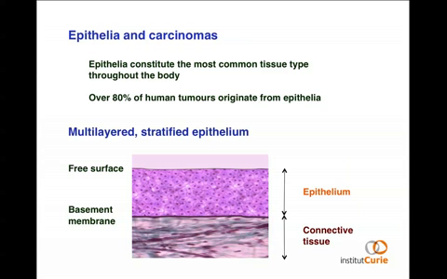Cells in healthy epithelia divide at the basement membrane, in part because they get the nutrients and growth factors they need from the connective tissue by diffusion processes. This creates a flow of cells from the basement membrane to the free surface of the epithelium.